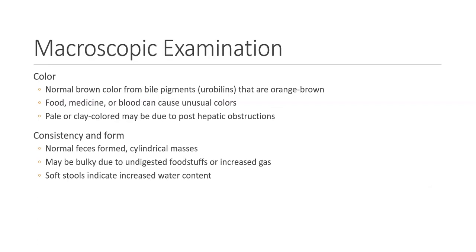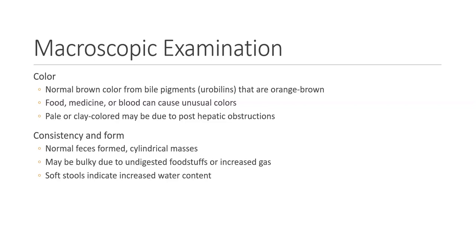The macroscopic examination includes the observation of the color of the fecal sample. Normal colors are some shade of brown, and this occurs from the biopigments, the urobilins, that are orange-brown in color that are mixed in with the feces. Food, medicine, or blood can cause unusual colors, and we'll talk about the unusual colors on the next few slides. A pale or clay-colored stool may be due to post-hepatic obstructions, and this should make you immediately go to the doctor.